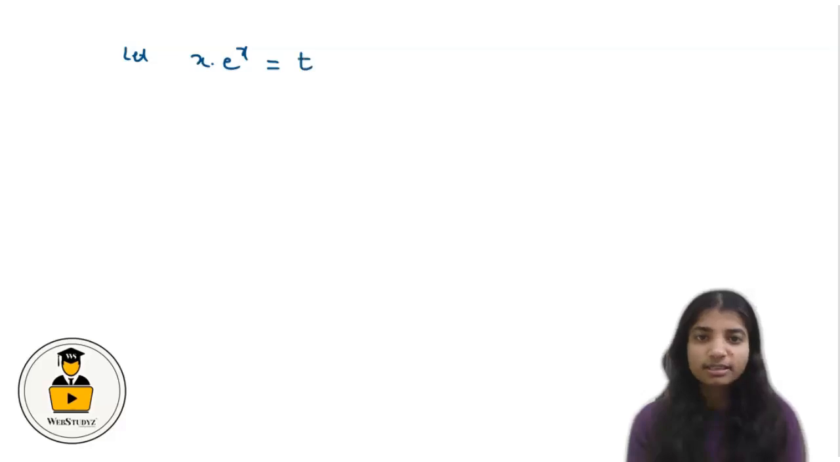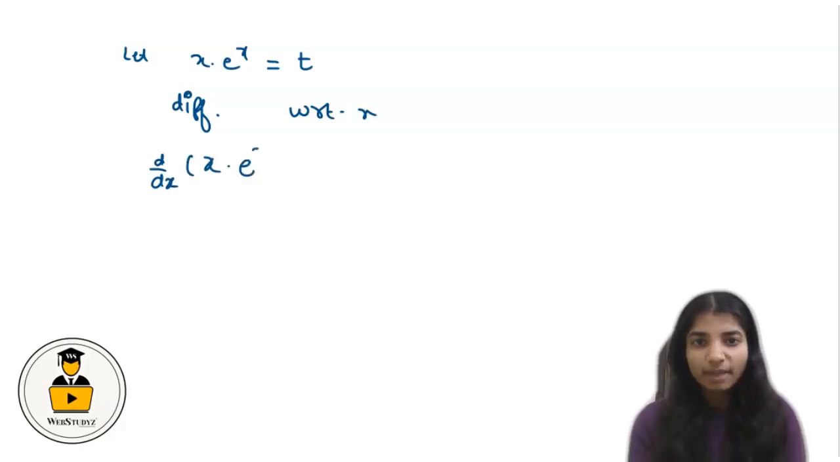Firstly we are going to simplify this. So in order to simplify this, we are considering that x multiplied by e raised to the power x is equal to t. Now we are going to differentiate this with respect to x on both sides. So d/dx of x multiplied by e raised to the power x equals d/dx of t.